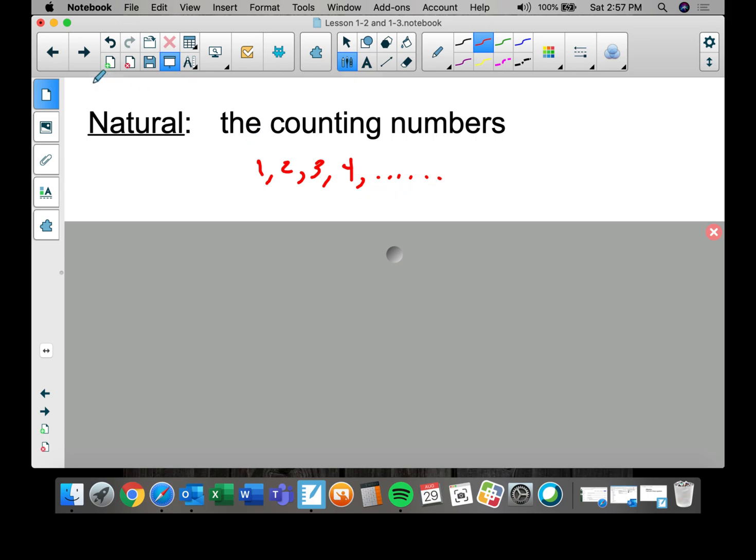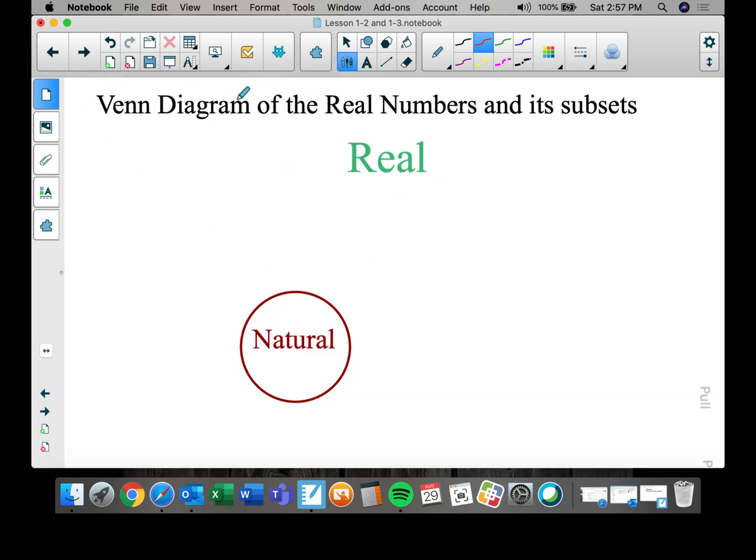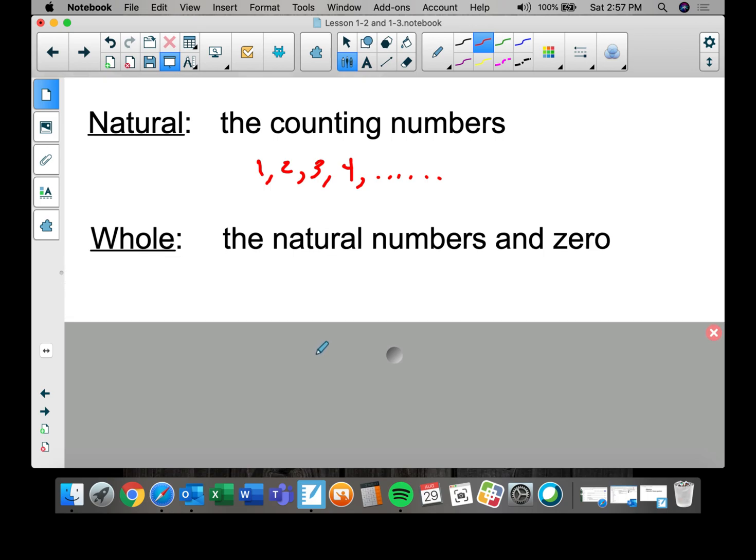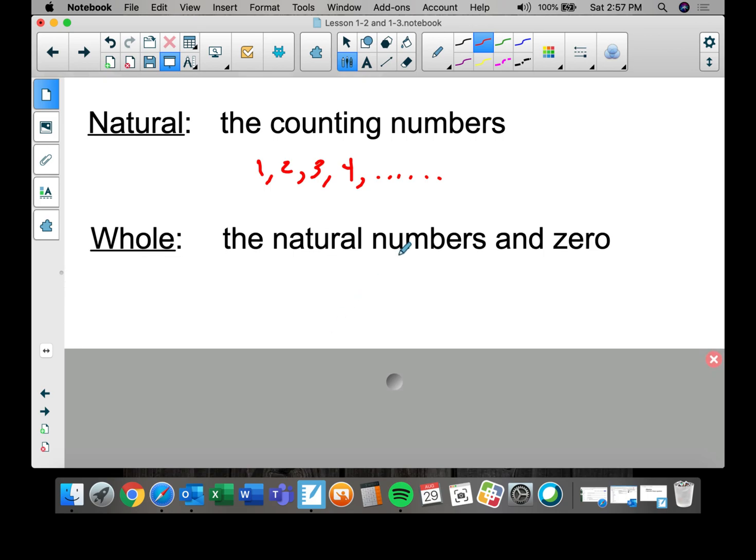Okay. So if we talk about a Venn diagram of the real numbers and their subsets, the smallest set of numbers we're going to talk about is the natural numbers. Then the next set of numbers we're going to talk about are your whole numbers. Those are the natural numbers, these counting numbers like we just talked about, and the only difference is we're going to add in the number 0. So whole numbers start at 0, and then 1, 2, 3, 4, and so on.